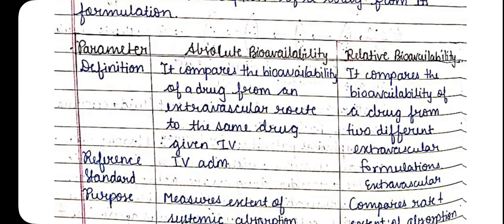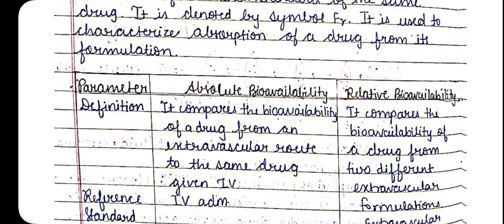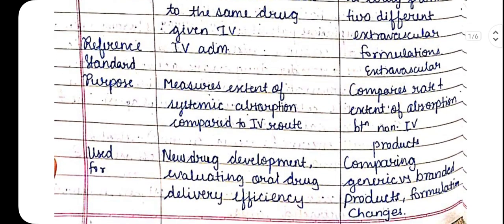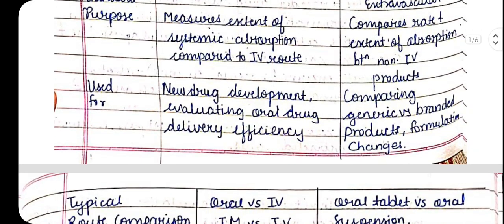Reference standard: in the absolute, it is the IV, whereas in the case of relative bioavailability, it is the extravascular formulation. The purpose of absolute bioavailability is that it measures the extent of systemic absorption compared to the IV route. Relative bioavailability compares the rate and extent of absorption between non-IV products.